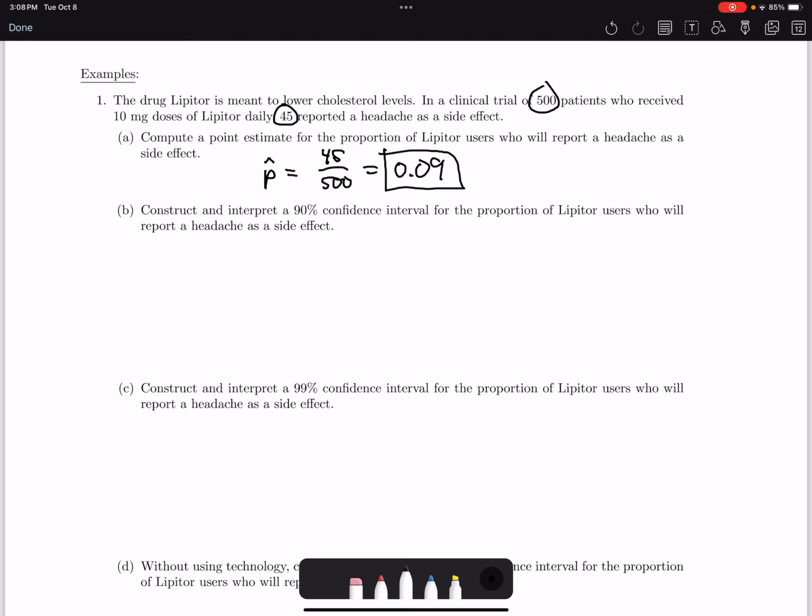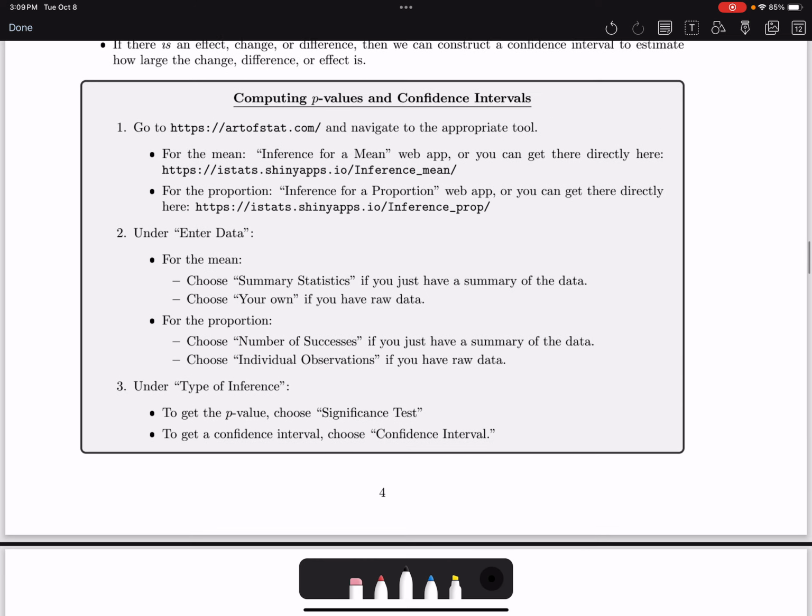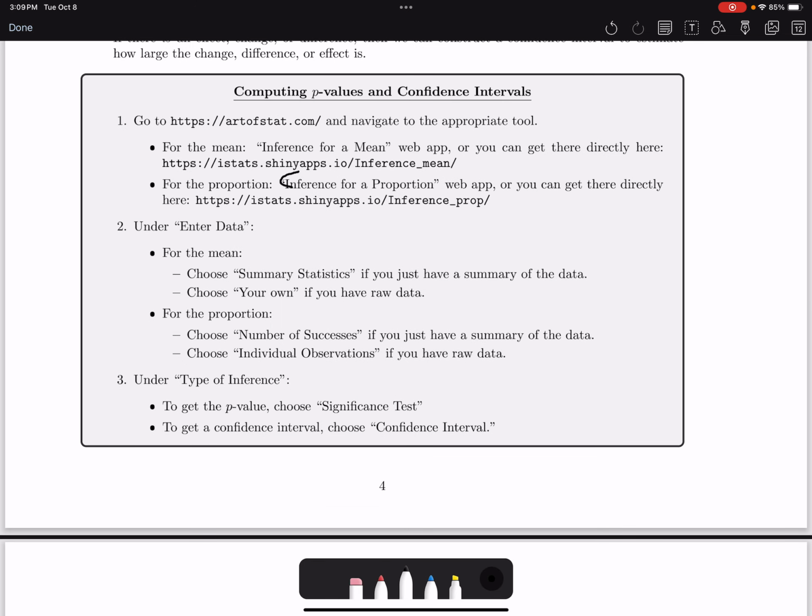Okay, now part B says construct and interpret a 90% confidence interval for the proportion of Lipitor users who will report a headache as a side effect. So for that, we need to open up the appropriate web app in artofstat.com. Later on in the notes, I have direct links to these things, so I'm going to go ahead and use that. I want to perform inference on a proportion, so I'm going to go to this link right here.